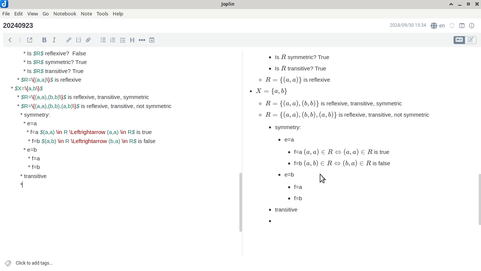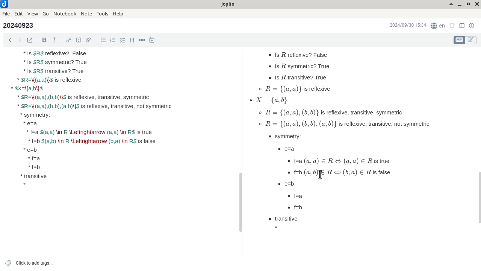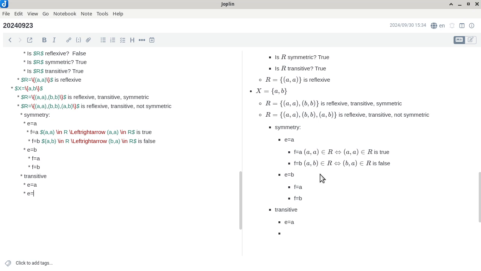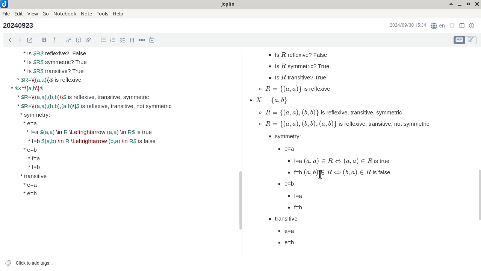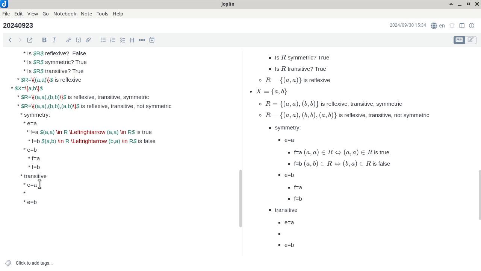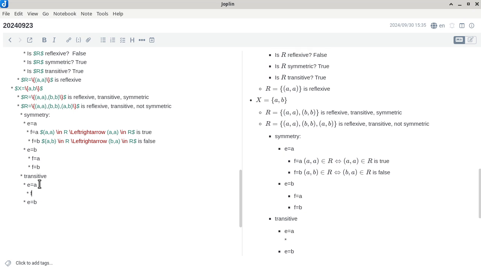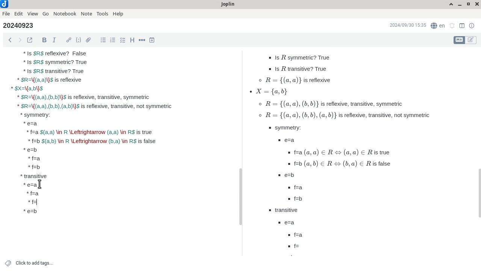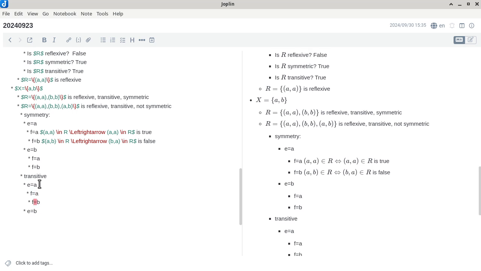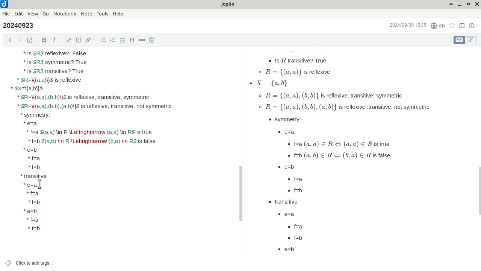So to answer the question of whether it is transitive or not, E, F, and G are the three variables. But we have a triple loop. So that means at the outer loop, we have E being A, E being B, and that's it, because we only got two elements in X. And then in the intermediate loop, we have F as our variable. So in this case, F can be A, F can be B, and then the same over here.